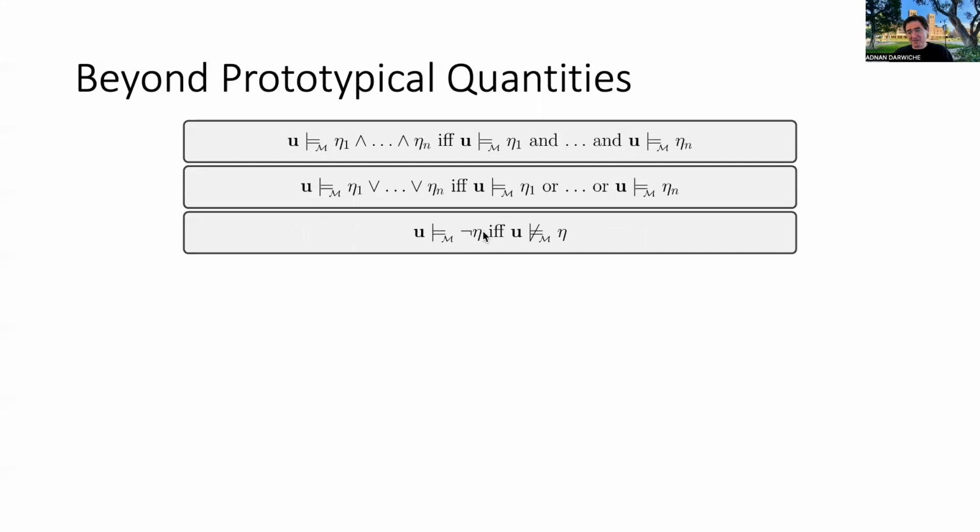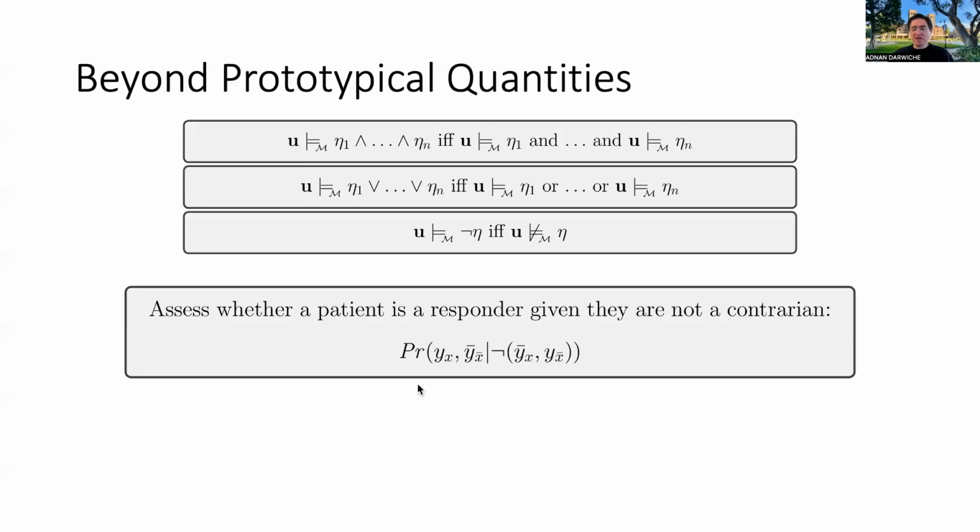And you can do negations. You can go and say not eta, in a straightforward way. Now, when you do this, you can talk about the truth of any Boolean combination of observational and interventional ones. So now you can do stuff like this.